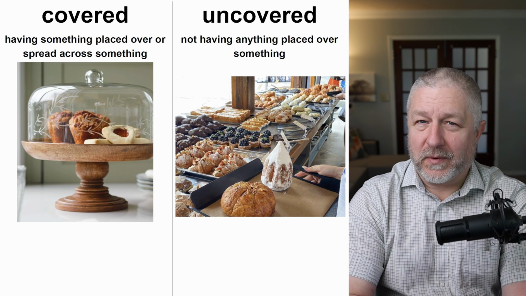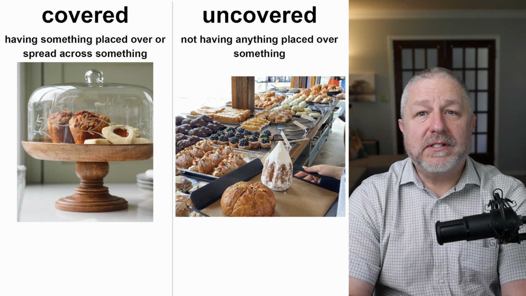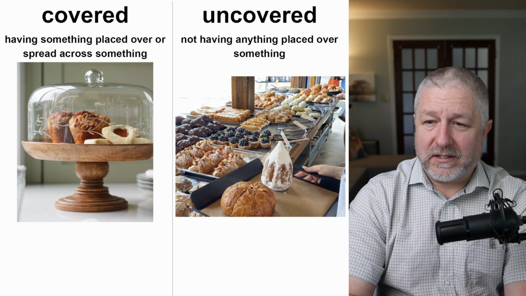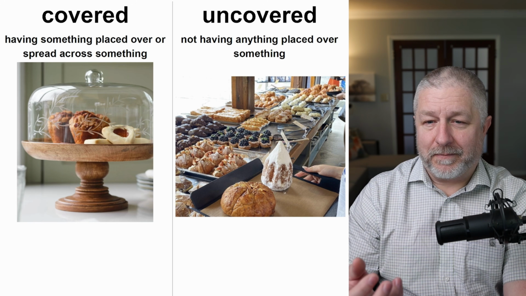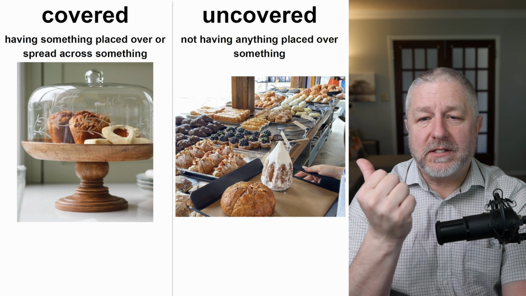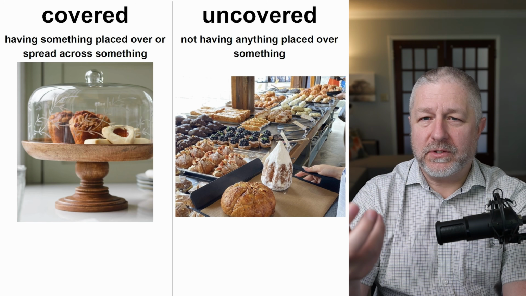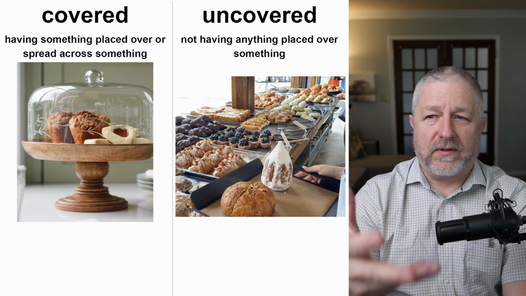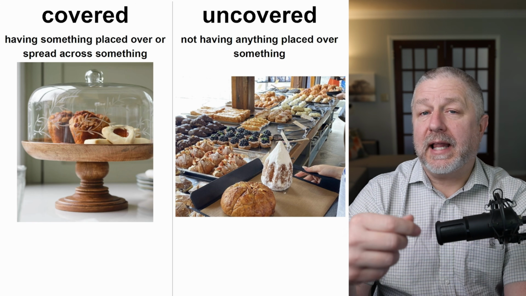Covered and uncovered. This is one of my pet peeves when I'm at a market. In the far picture, covered means having something placed over or spread across something. And you can see there are some baked goods and they are covered. They cover them so that flies don't land on them. In the closer picture though, we have some that are uncovered, not having anything placed over something. So in Canada, when you sell food outdoors, you are supposed to have it covered because in Canada, we have flies and black flies and mosquitoes and all kinds of different insects that might land on the food.